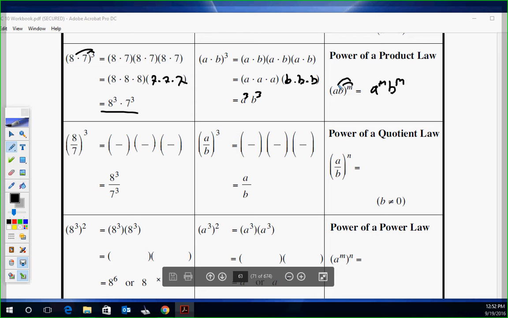Okay, power of the quotient, just all you know with anytime you have fractions, the exponent hits the top and the bottom. The reason being, because if you see, we'll write 8 over 7, 3 times, and you notice you have 3 8s, 3 7s. Okay, so with the fraction, the rule is a to the n over b to the n.